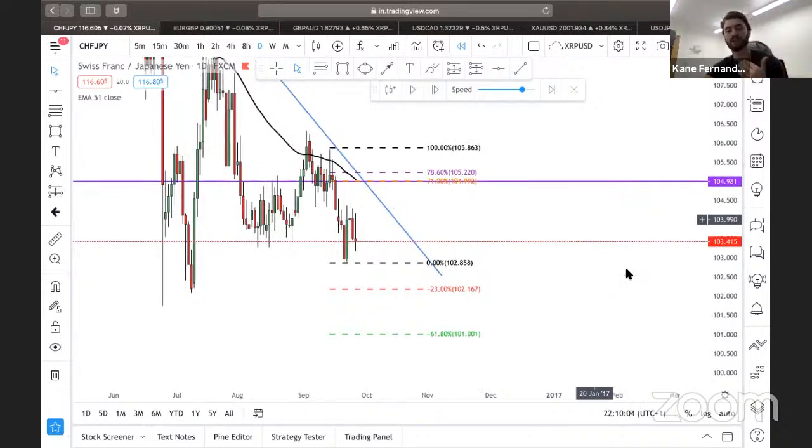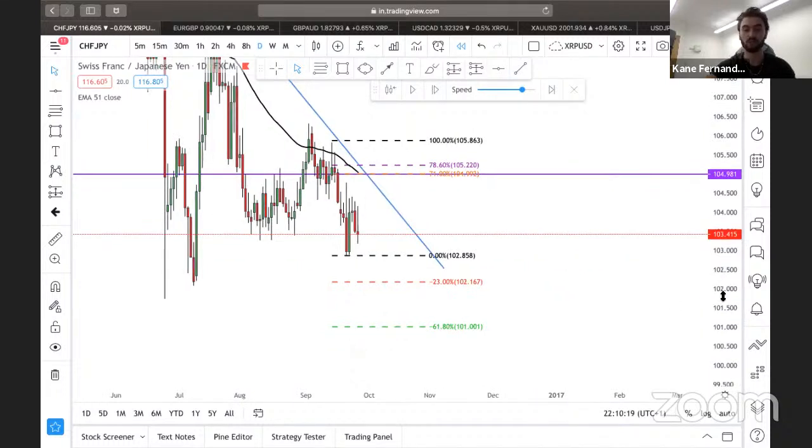I put my stops to break even when it's 50 pips in profit. Okay, and then that means I can't take a loss. I take 50% of my position at the 0%. I take 25% of my position at the minus 23, and I close out the whole trade at the minus 61.8. So that is my rules.